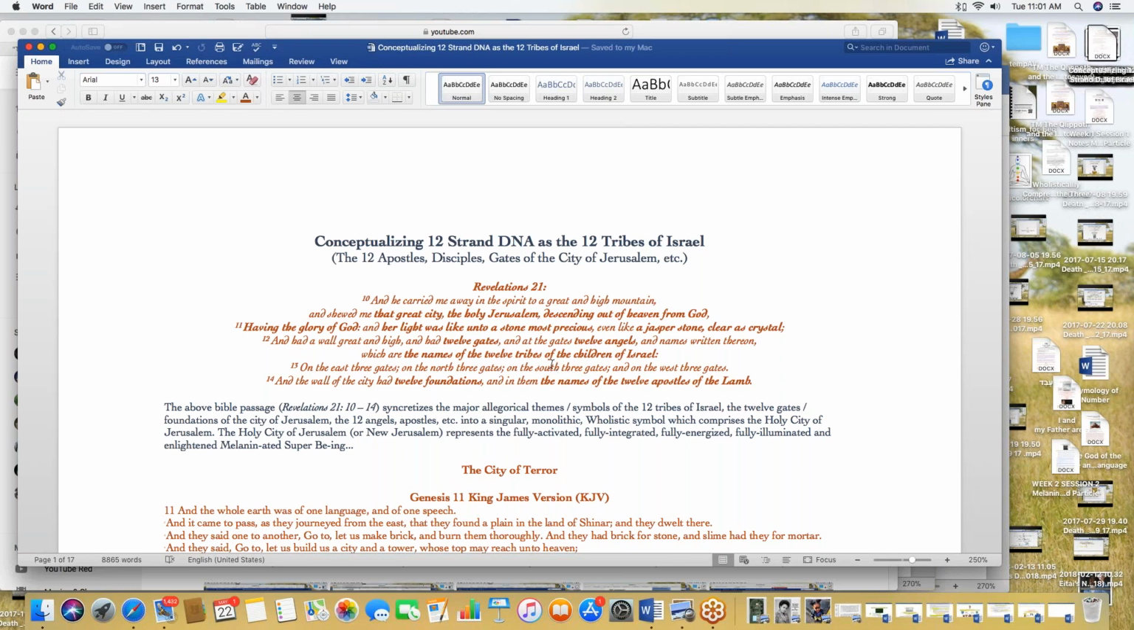Revelation 21, 10 through 14 reads on this wise. And he carried me away in the spirit to a great high mountain, and shewed me that great city, the holy Jerusalem, descending out of heaven from God. Now, right here, we're going to be talking about this term city, and we're going to be decoding it.